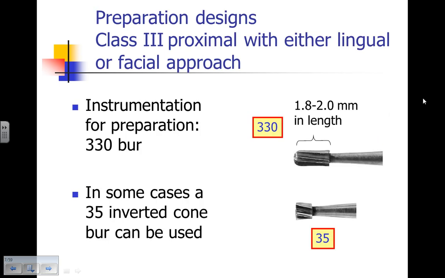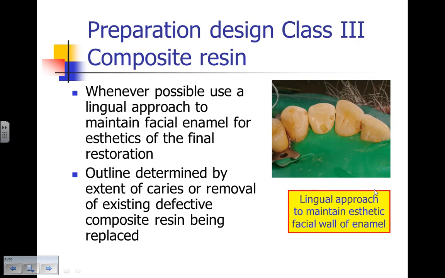Our preparation design can either be from a facial or a lingual approach, depending upon where the caries has initiated, and in many cases we're using a lingual approach to preserve the facial enamel for aesthetics. The burrs of choice are either a 330 burr, which is in the clinic 1.8 to 2 millimeters in length, or a 35 inverted cone burr. Whenever possible, we're trying to maintain the facial enamel, and so we'll use a lingual approach. Aesthetics is far superior using the tooth structure than the composite.